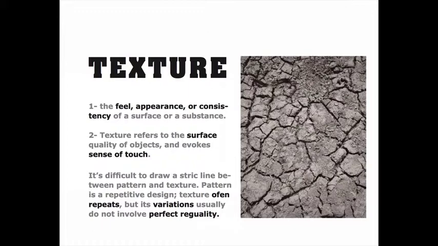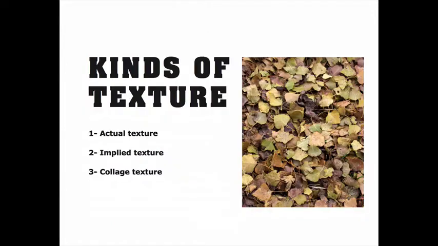So it is very difficult to draw a strict line between pattern and texture, but texture often repeats, but its variations can be very different. They do not have to involve perfect regularity. Say the texture on the left hand, we kind of see the repetition that's going on, starting from the top and expansion, but we don't really have to have that type of perfect regularity in this image. Okay, and then there are three kinds of texture too. One is the actual texture, and then we have implied texture and collaged texture.